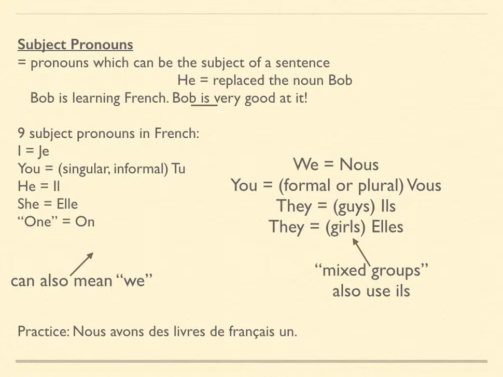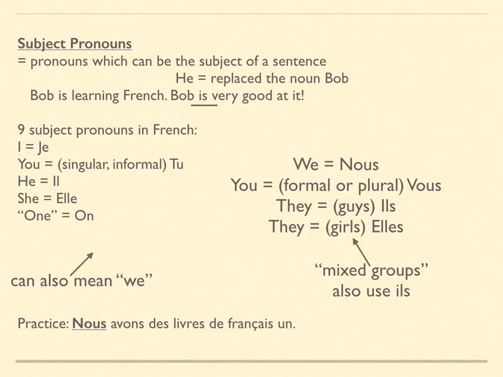So, if we look at this sentence, what is our subject pronoun? The subject pronoun is nous. Nous avons. It's typically going to be one of the first, if not the actual first, word in a sentence. You'll also be expected to know that nous means we.